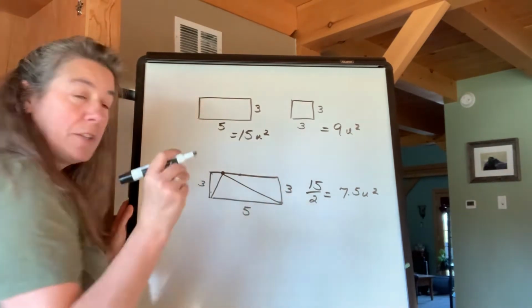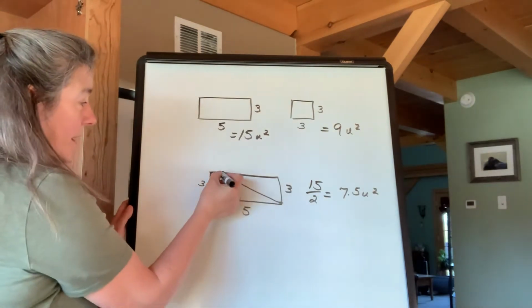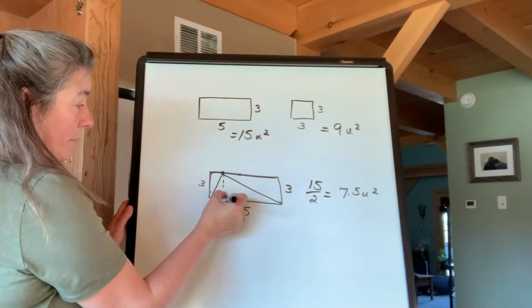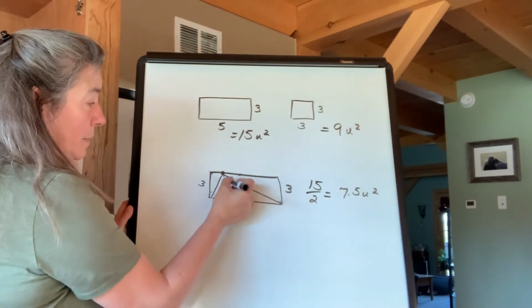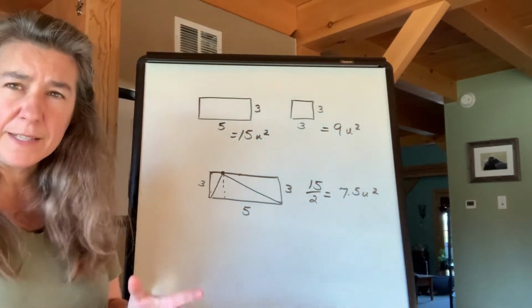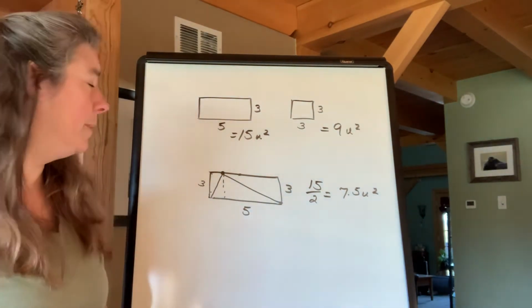I am going to get two exactly identical triangles. I could cut this piece off and it would fit right here. I could cut this piece off and it would fit right here. And if we were in class together, we would do that a whole bunch.